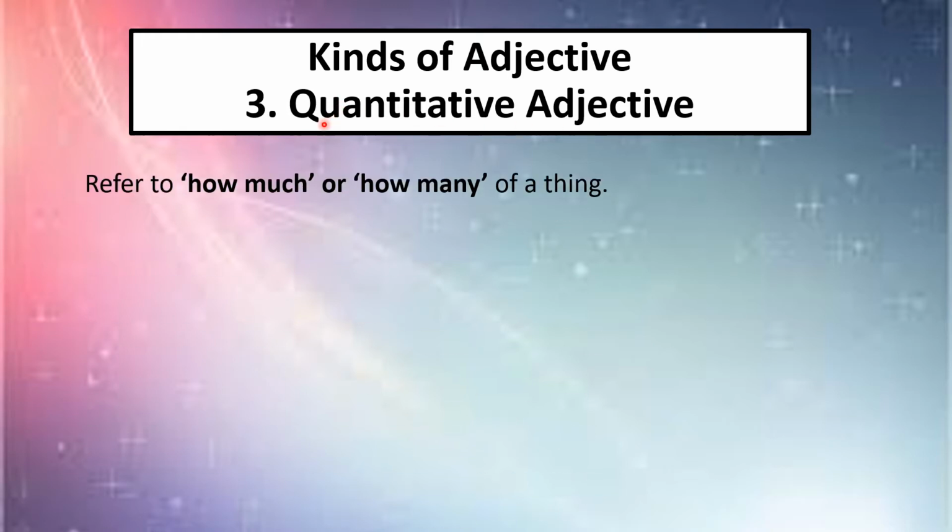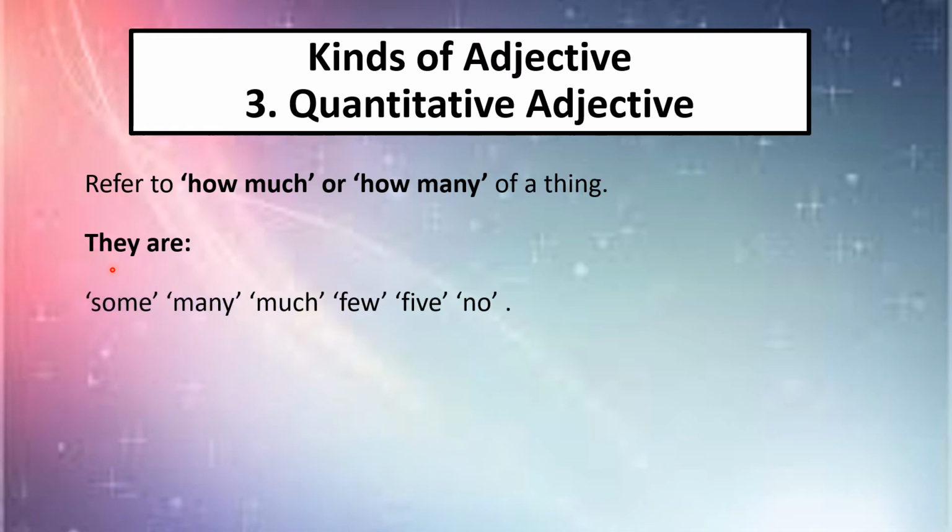As the name shows, the quantitative adjectives refer to how much or how many of a thing. They are some, many, much, few, five, no, etc. You can use quantitative adjectives in sentences also. See the first example. The boy has many pencils. Many here is talking about the quantities of the pencils that the boy has. So many here is the quantitative adjective.